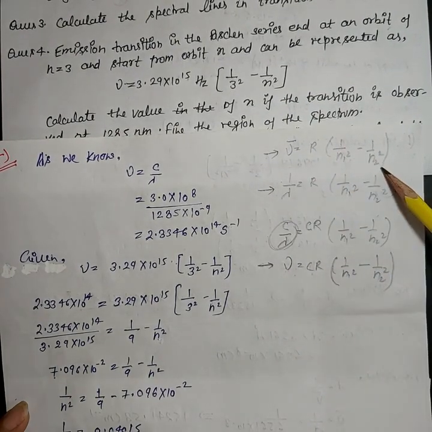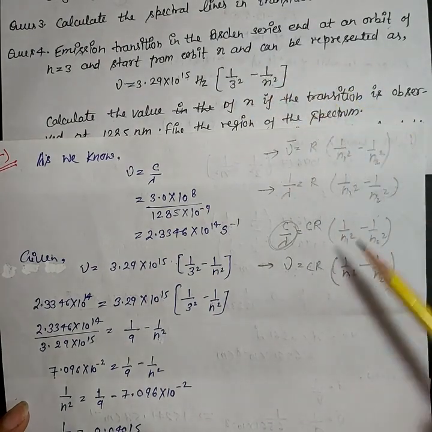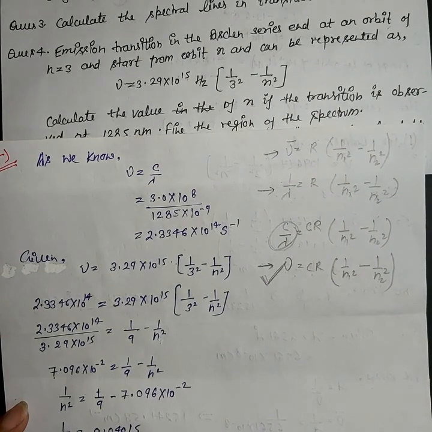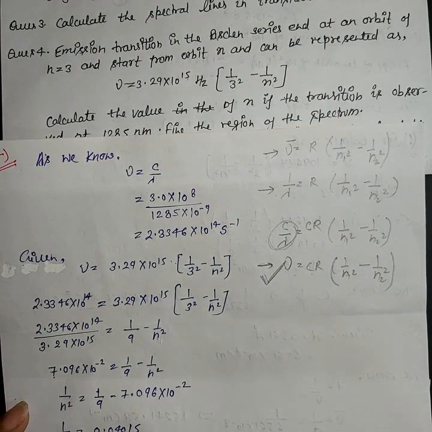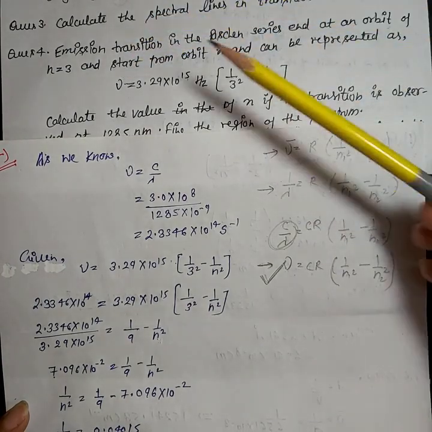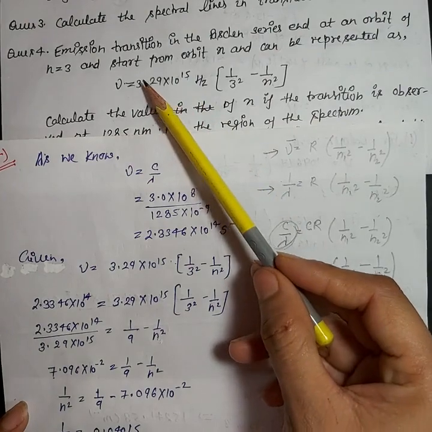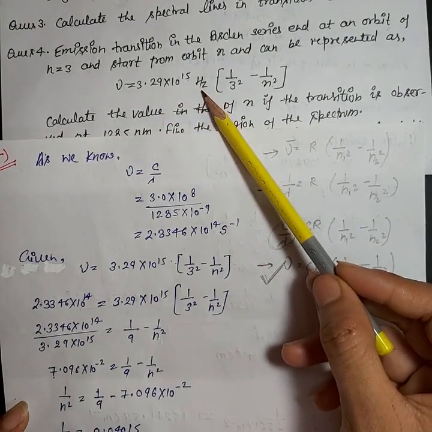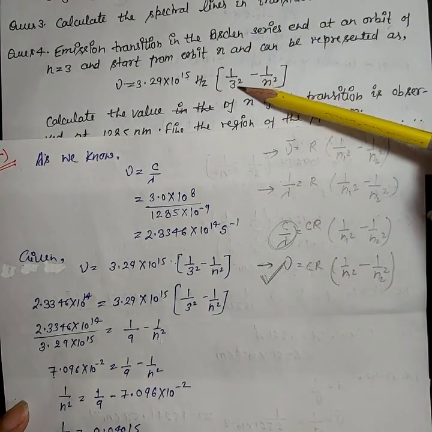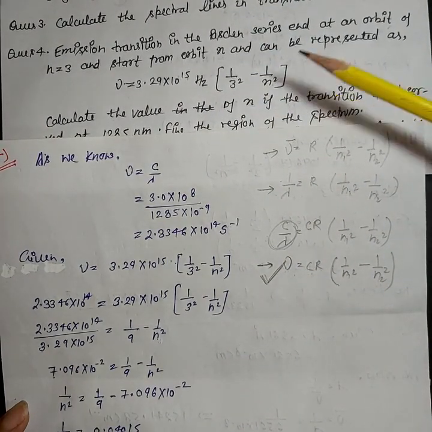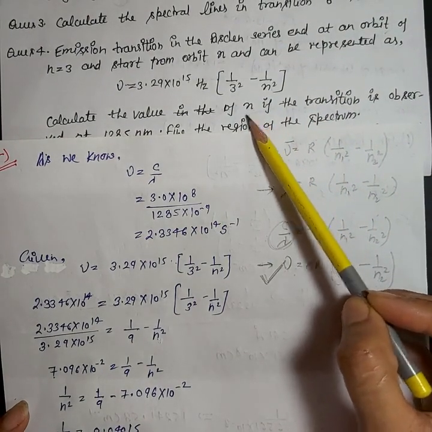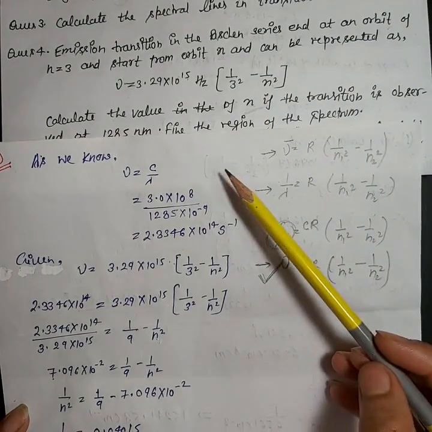This is the Rydberg equation. In this question, this equation is given. This is not a new formula or some other formula; it is derived from the Rydberg equation. Here nu equals 3.29 into 10 to the power 15 hertz is given, which is the multiplication of c and R, times (1 over 3 square minus 1 over n2 square). They are asking for the value of n, which we have to calculate. So let's see.